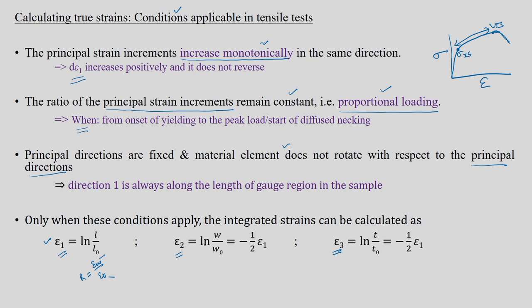So epsilon 2 is nothing but ln of W by W naught, which is also equal to minus 1 by 2 into epsilon 1 as per the previous derivation, and epsilon 3 is nothing but ln of T by T naught, which is also equal to minus 1 by 2 into epsilon 1, which we have discussed in the previous slide. So under these conditions, you can integrate it and you can find out these absolute strain values, which we are going to call true strains. So you have to be careful otherwise. If there is no monotonic increase, if there is no proportional loading, one has to see probably a piecewise type to get these strains.